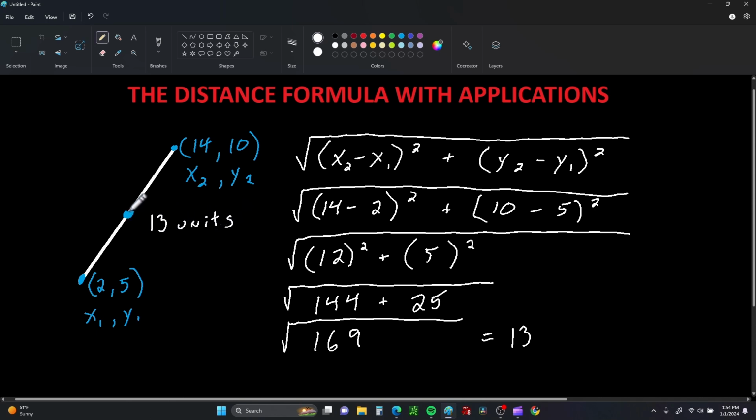Now, if you want to find the actual point, the x and y coordinates of this midpoint, we'll do that in another video. At the end, you'll see a link to go to that video.